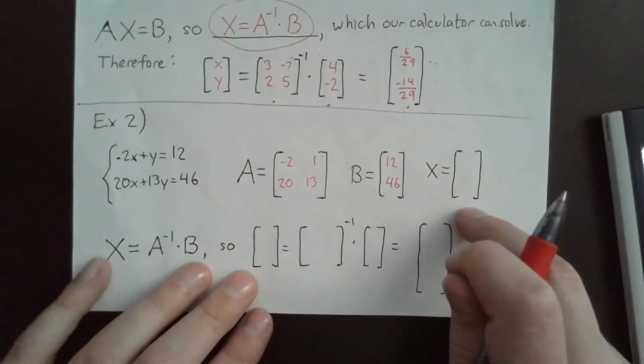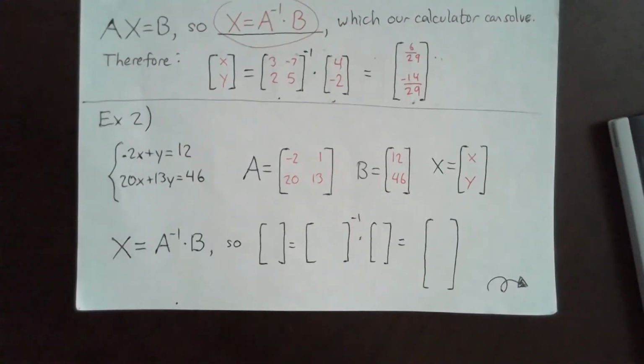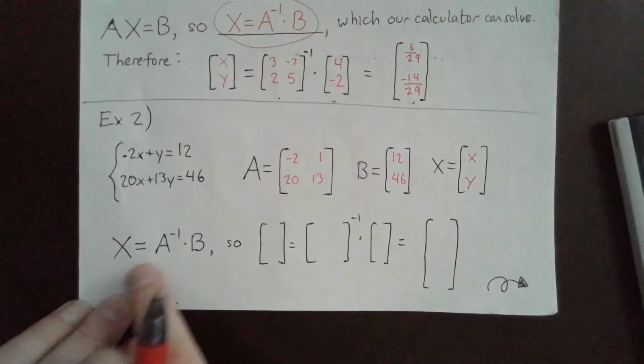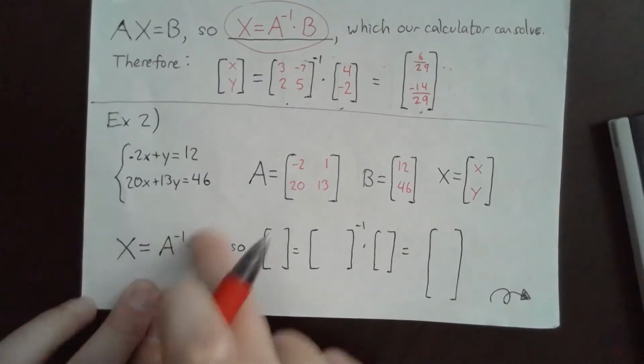And then our variables matrix is x and y. It's almost always going to be x and y. Sometimes you'll get letters like A, B, and C, depending. But in this case, x and y. All right, again, x equals A inverse times B. This is very important, okay?